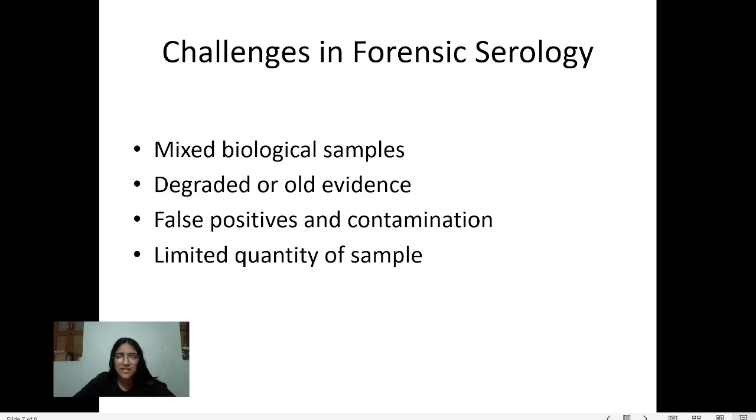Now, what are the challenges in forensic serology? When the biological samples are found in mixed form, this can be very challenging for the forensic serologists to identify which fluids they are. They might be confused about which test to use, like if blood and semen are mixed together. And if, for example, urine and saliva are mixed, we can't even know what fluids they are, right?